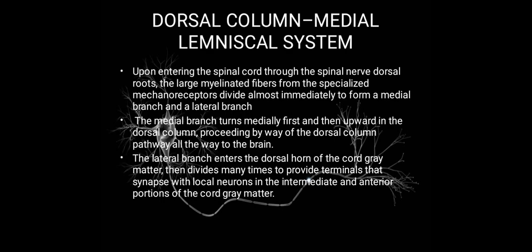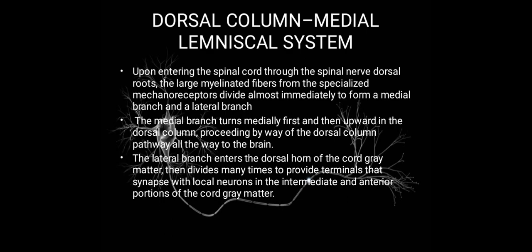Dorsal column medial lemniscal system. Upon entering the spinal cord through the spinal nerve dorsal roots, the large myelinated fibers from the specialized mechanoreceptors divide almost immediately to form a medial branch and a lateral branch. The medial branch runs medially first and then upward in the dorsal column, proceeding by way of the dorsal column pathway all the way to the brain.